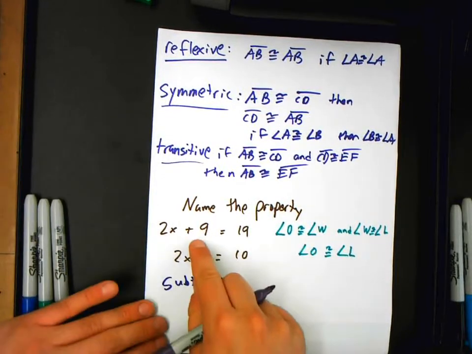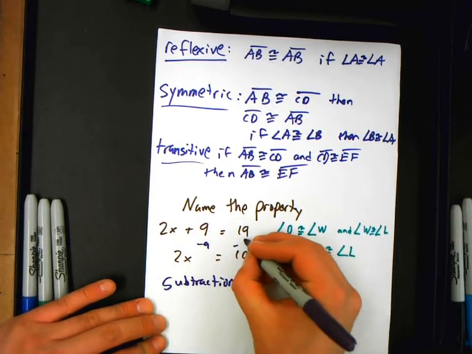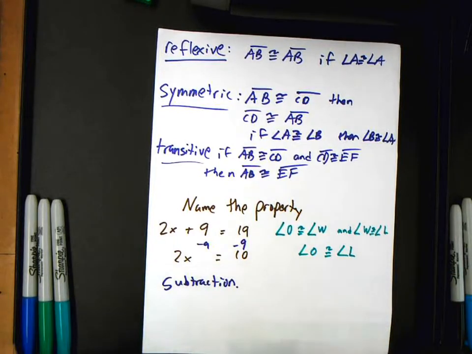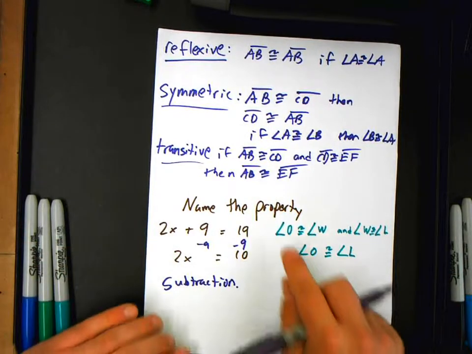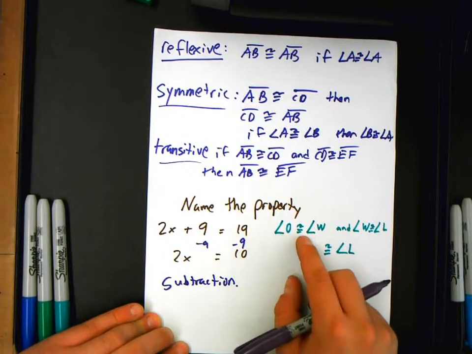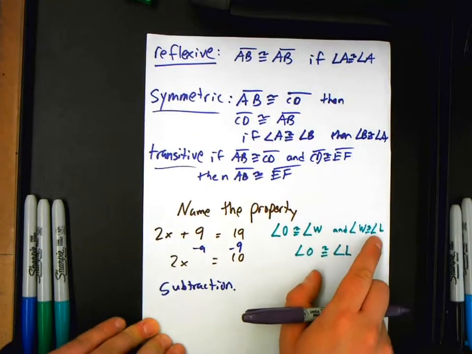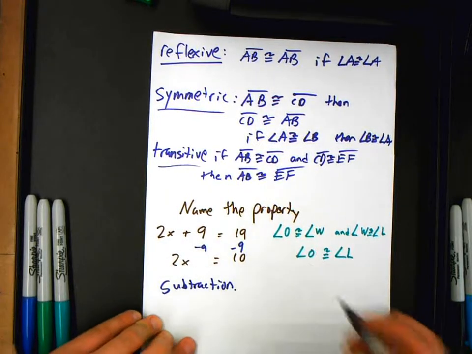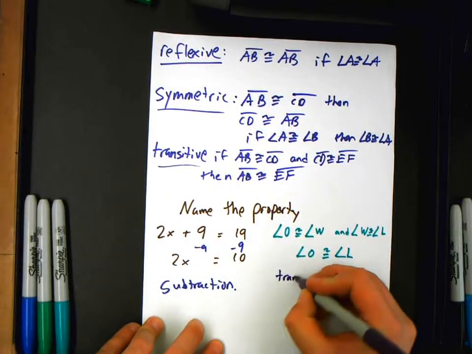Since that is the step we take, you subtract 9 on both sides. That is the property we are using to get the next step, so that is what we get. Now this one over here in green, angle O is congruent to angle W, and angle W is congruent to angle L. Therefore, angle O is congruent to angle L. This is the transitive property.